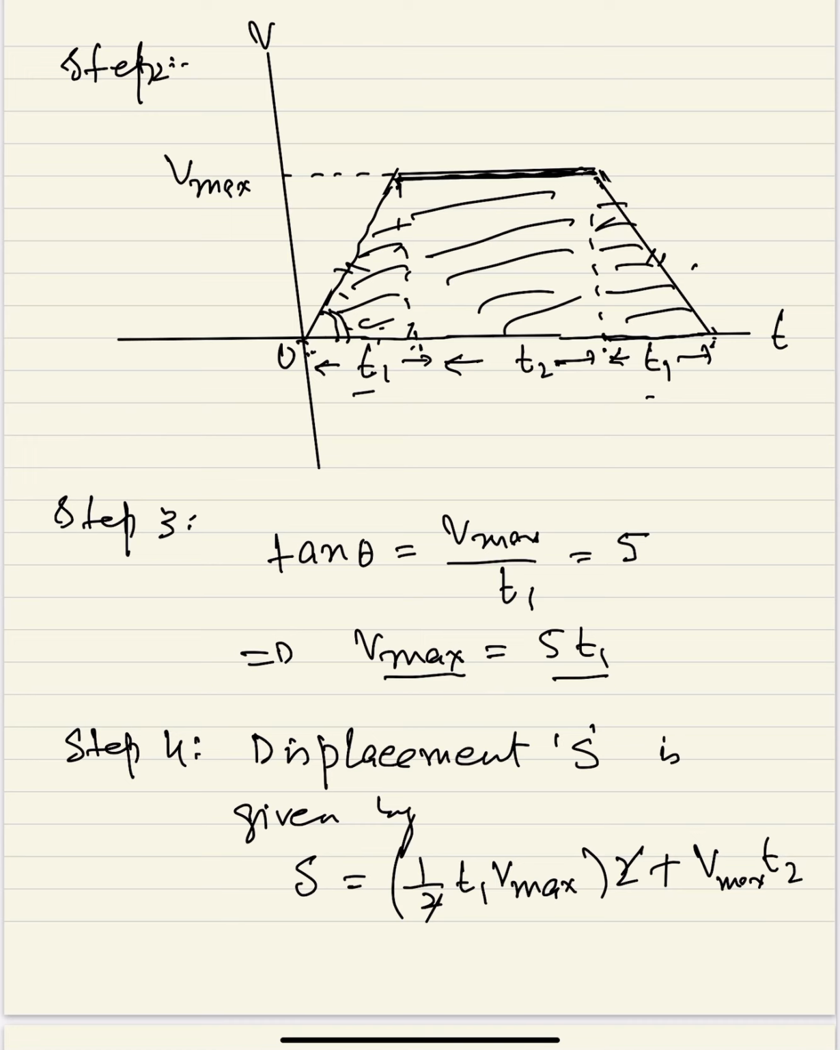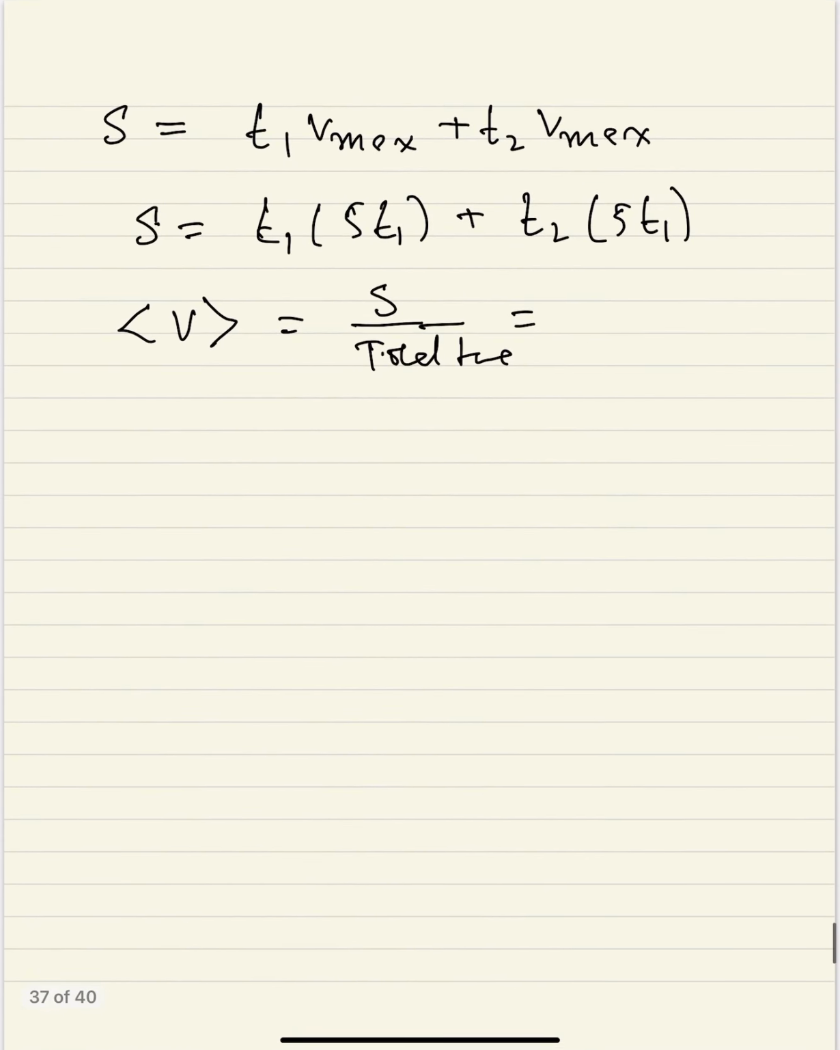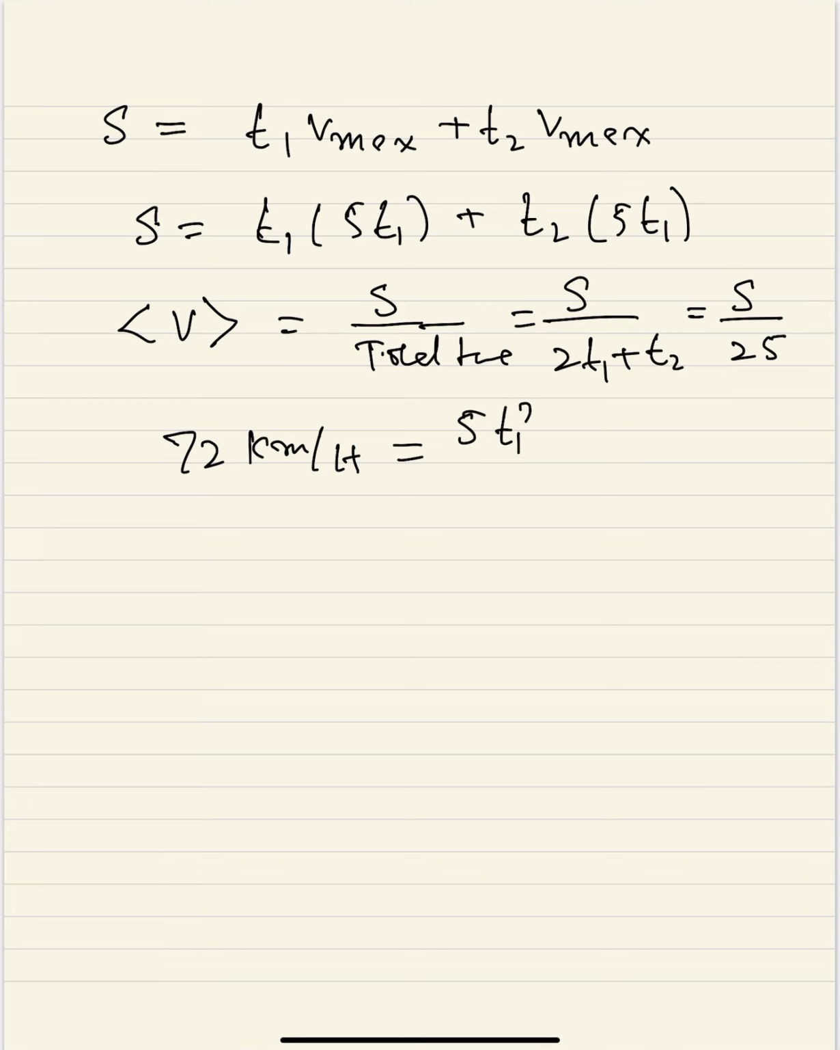2T1 plus T2, that is S divided by 25 seconds. Total time is given to be 25 seconds. So average velocity is 72 km per hour. That's equal to S, that is 5T1 square plus 5T1 T2, right?